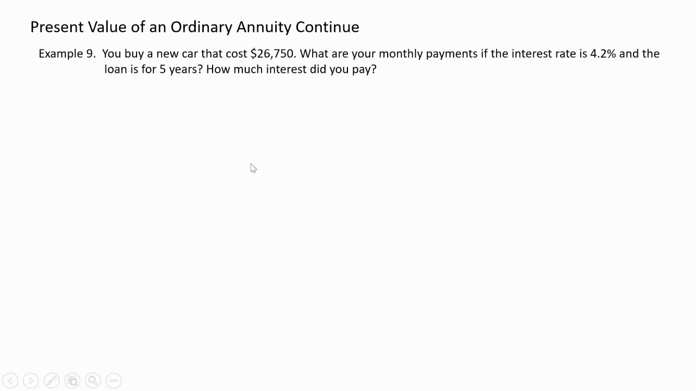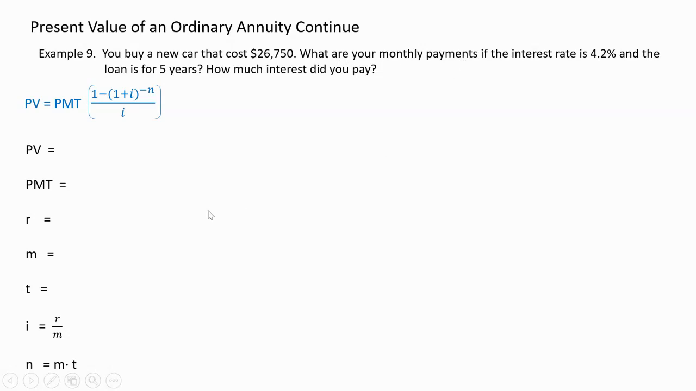Now, I like to use this example with my students. Example number 9. You buy a new car that costs $26,750. What are your monthly payments if the interest rate is 4.2% and the loan is for 5 years? How much interest did you pay? Okay, let's see. So this is my formula.